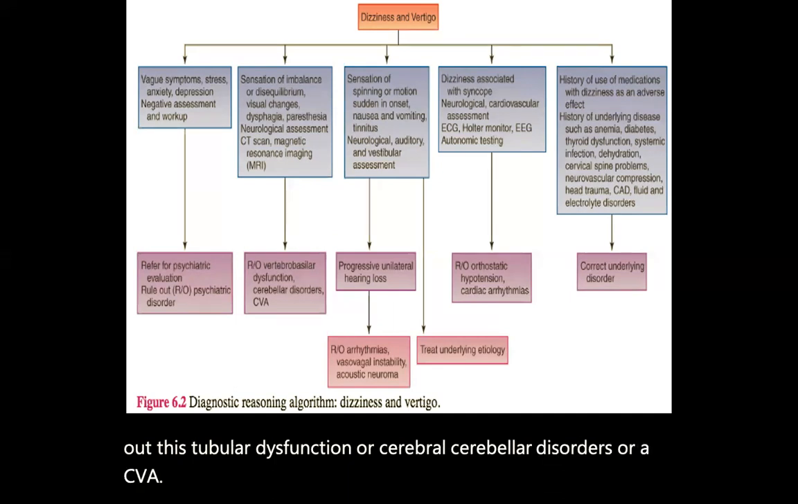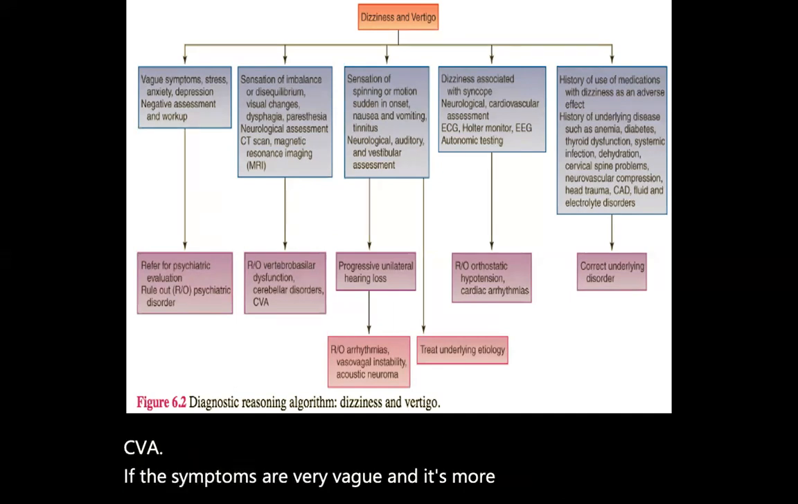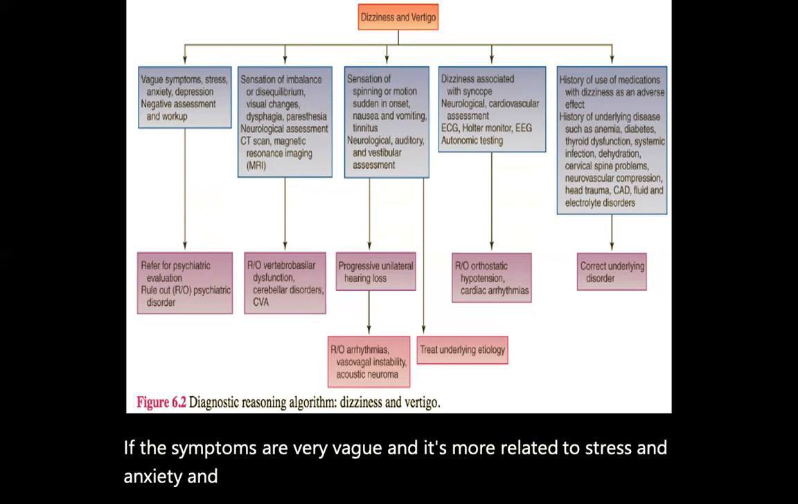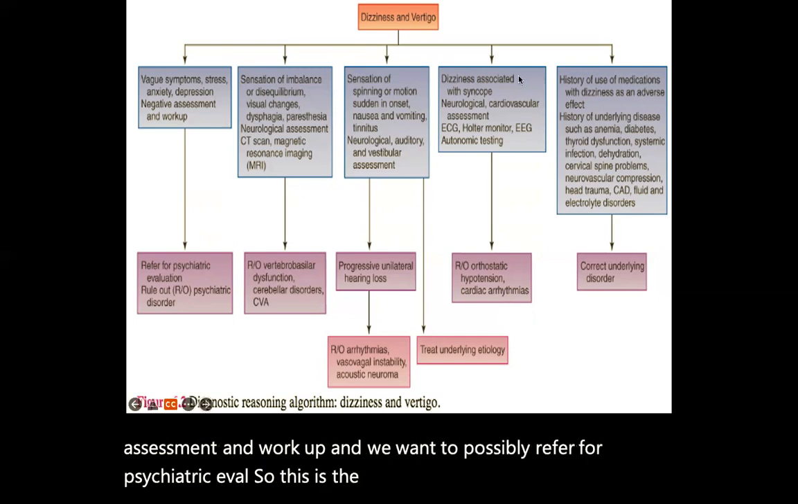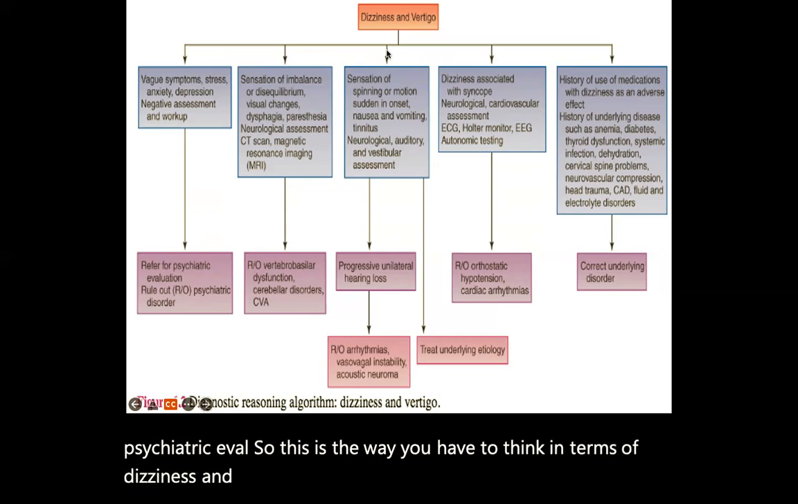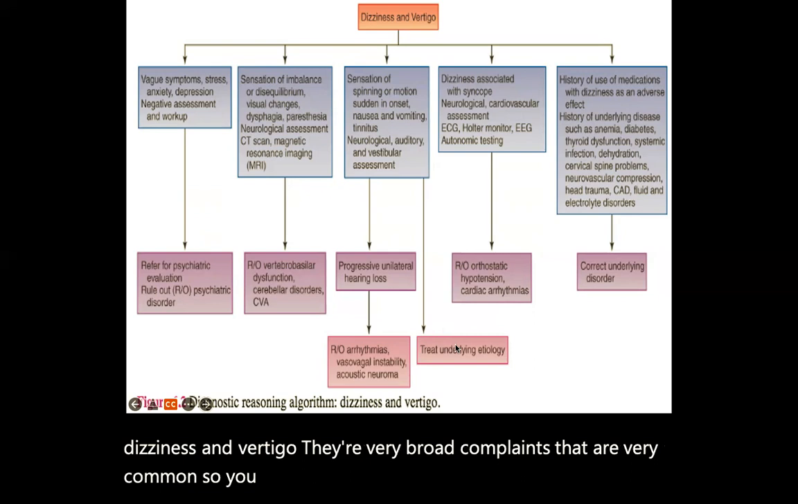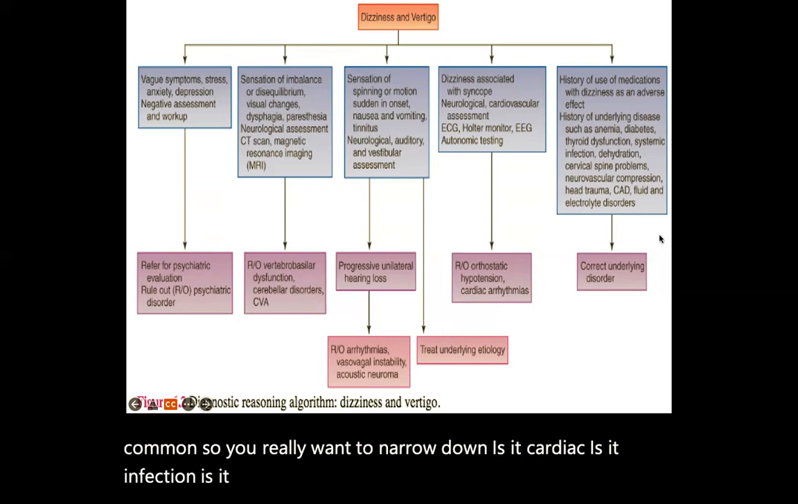If the symptoms are very vague and it's more related to stress and anxiety and possibly depression, we want to do a negative assessment and work up, and we want to possibly refer for psychiatric eval. So this is the way you have to think in terms of dizziness and vertigo. They're very broad complaints that are very common. So you really want to narrow down. Is it cardiac? Is it infection? Is it anxiety? The differentiating factors are very, very important.